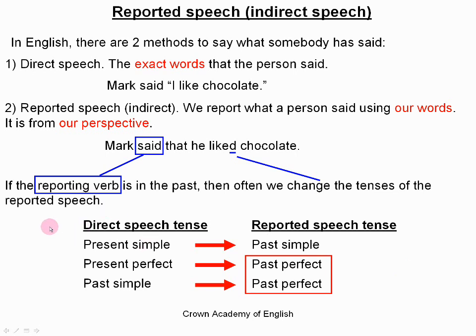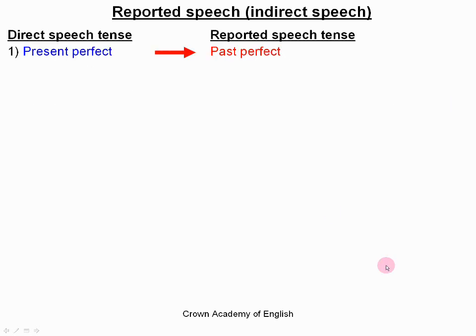So just remember, very important, it is only if the reporting verb is in the past, then we have to change the tenses. So we will now look in more detail and I'll give you examples. So we'll look at the present perfect and converting it into the past perfect.